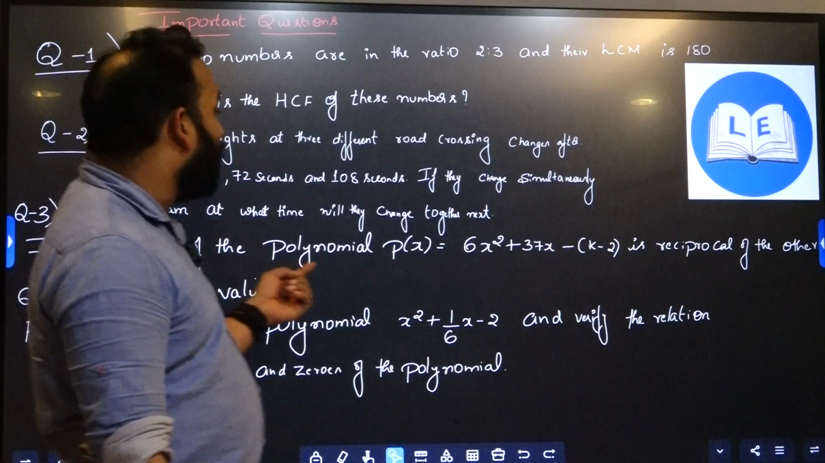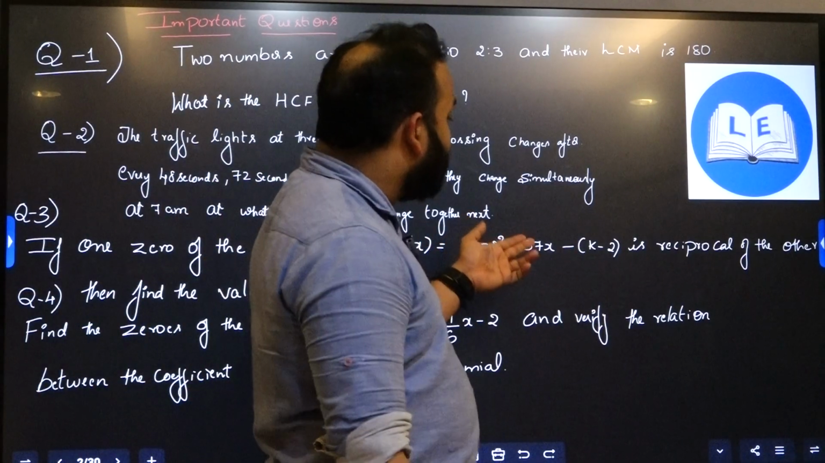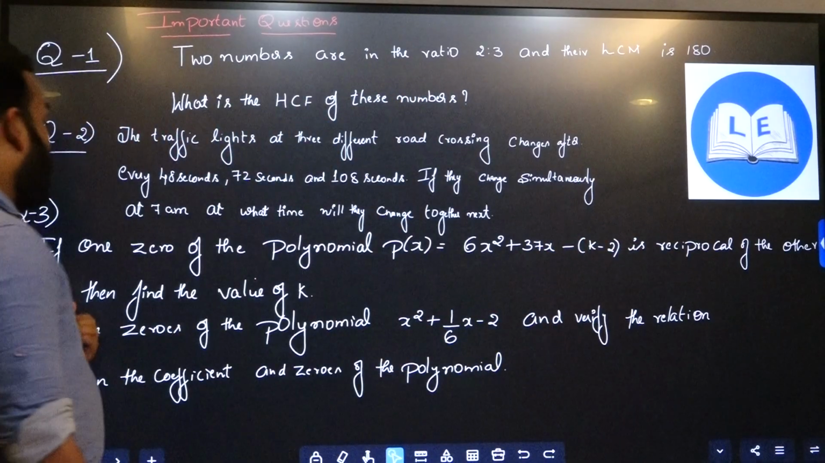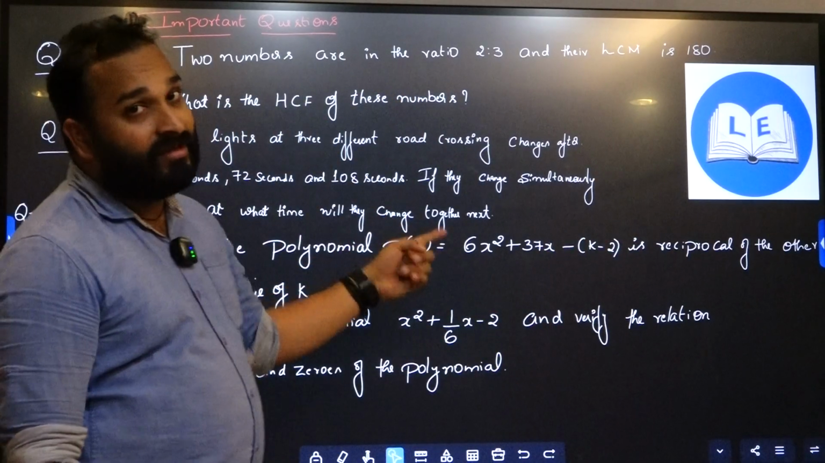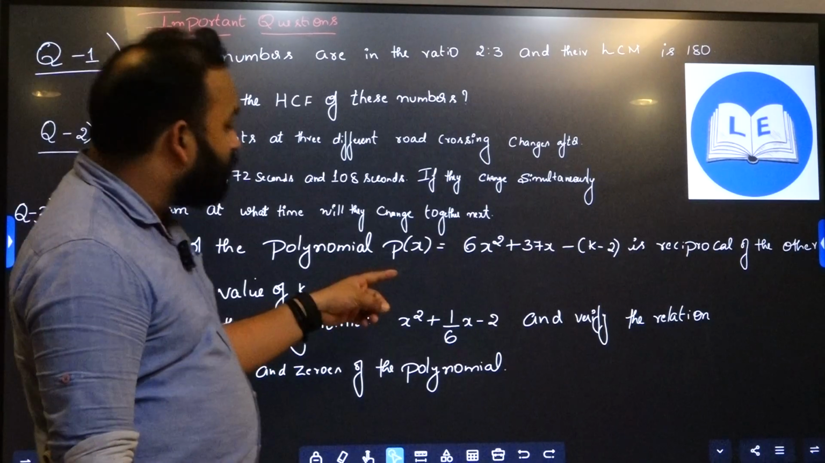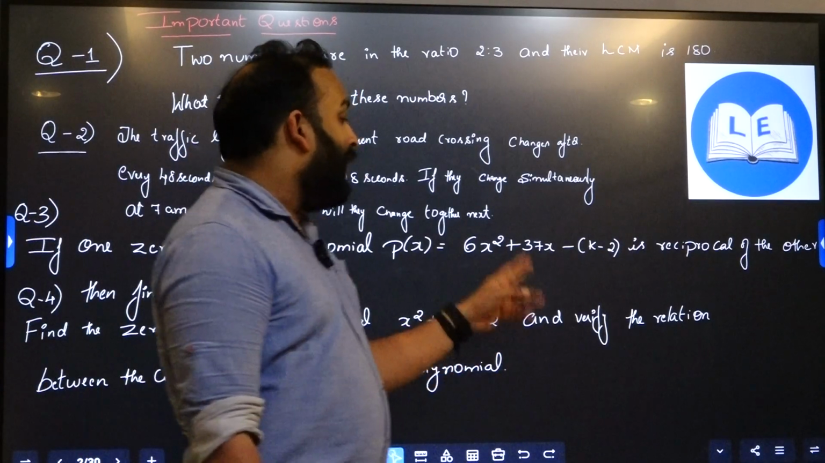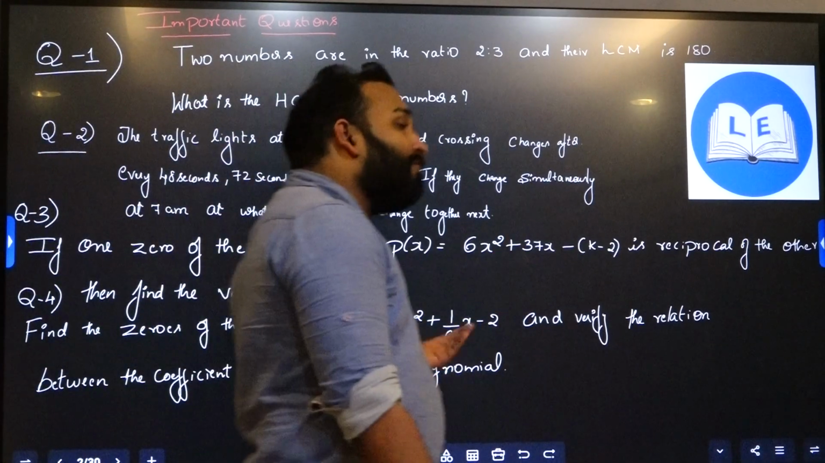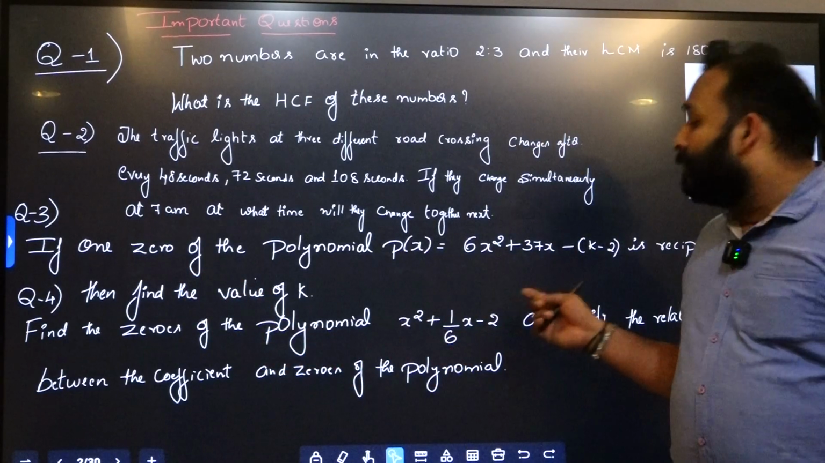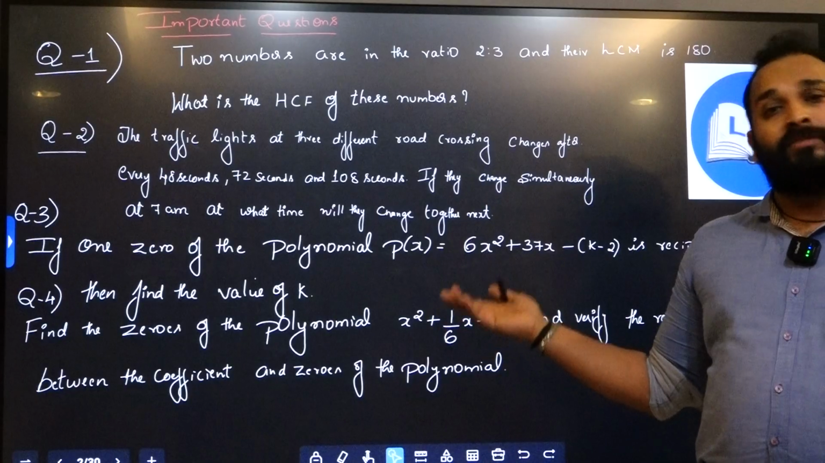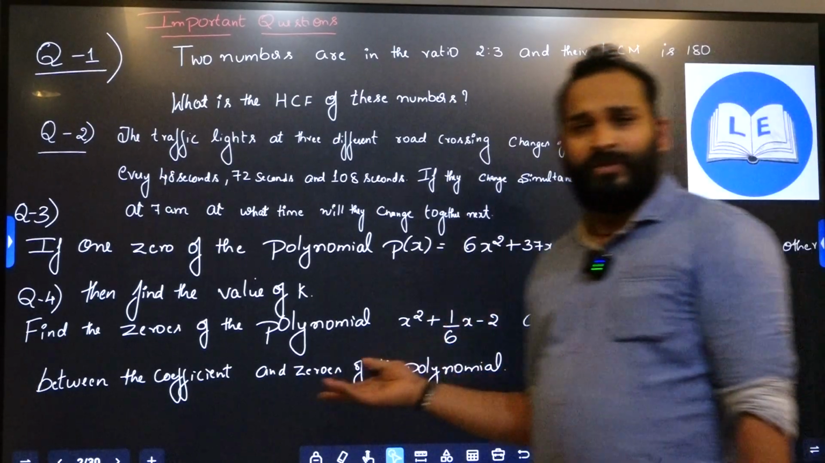Next, the questions from polynomials, very important. If one zero of the polynomial p(x) = 6x squared + 37x - k - 2 is the reciprocal of the other, find the value of k. We have to find the value of k in this question. We'll do that. Find the zeros of the polynomial x squared + 1/6 x - 2 and verify the relationship between the coefficients and the zeros. Whenever you get these types of questions, children, first try to write them in the form ax squared + bx + c = 0. Then it will be very easy for us to solve.